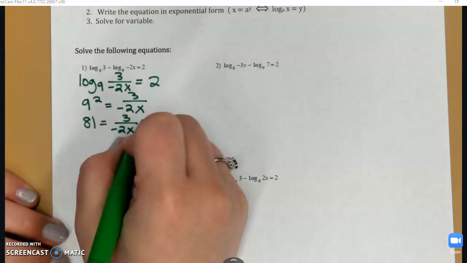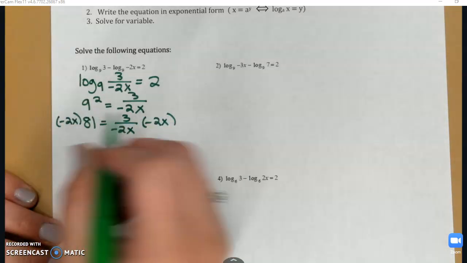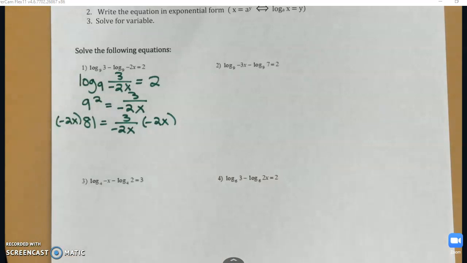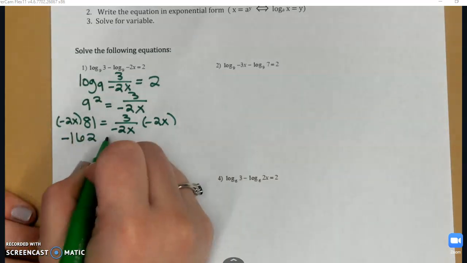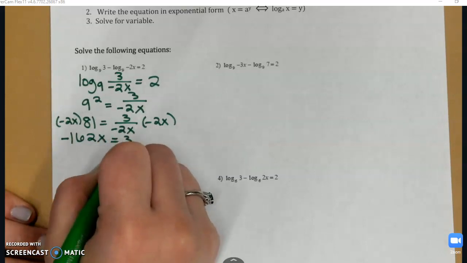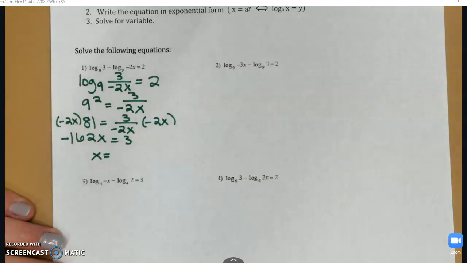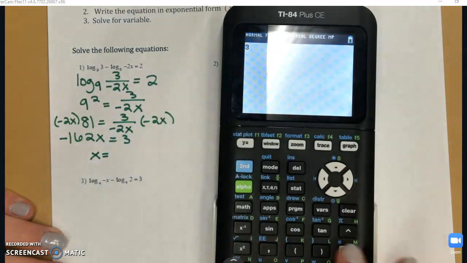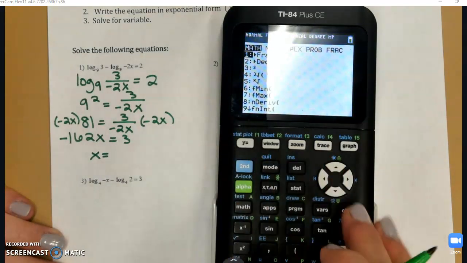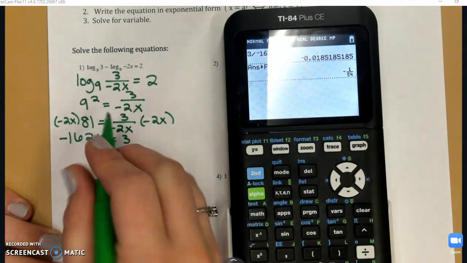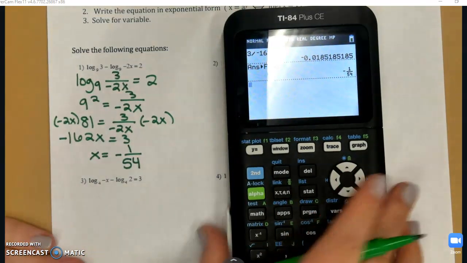I need to get x out of the denominator, so I'm going to multiply both sides by negative 2x. So this is going to be negative 162x equals 3. So I'm going to divide both sides in my calculator and have it tell me that as a fraction. Math, enter. Oops, wrong button. Enter, enter. Negative 1 over 54. All right, let's keep going.